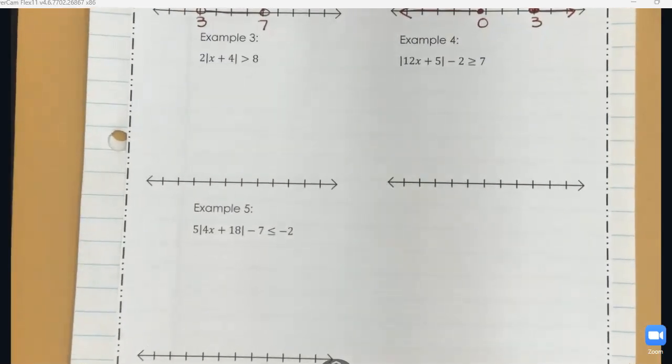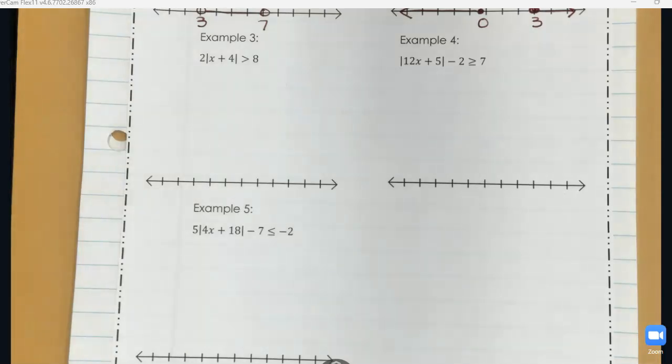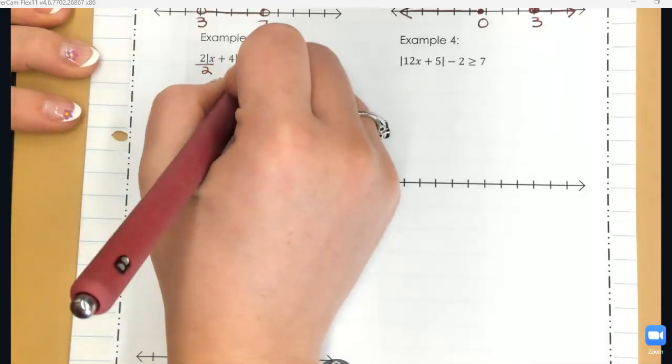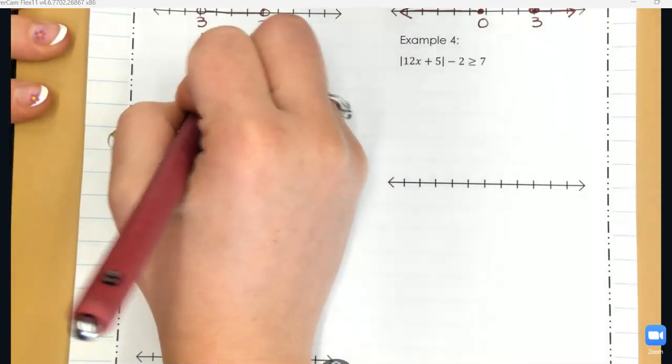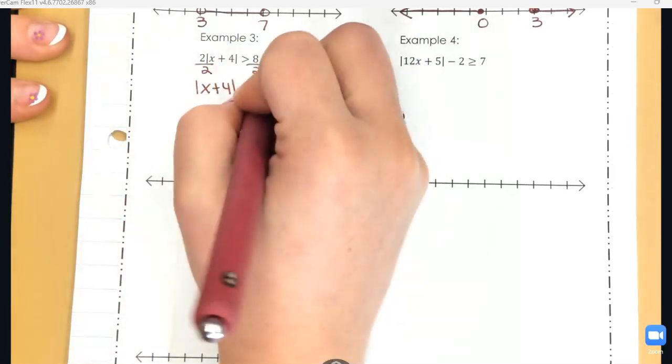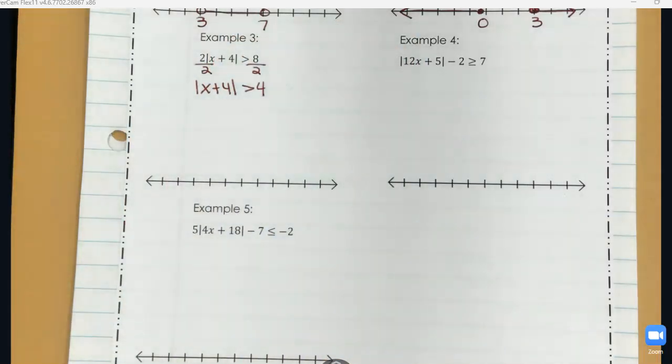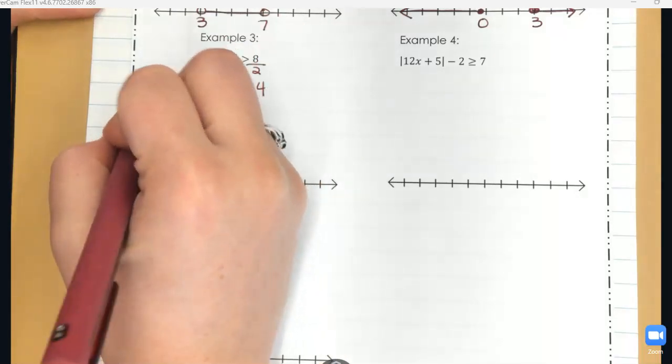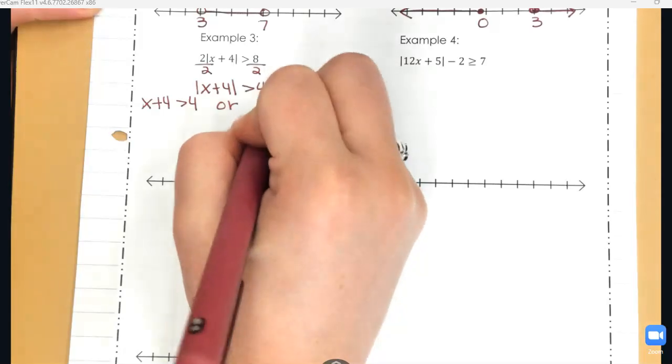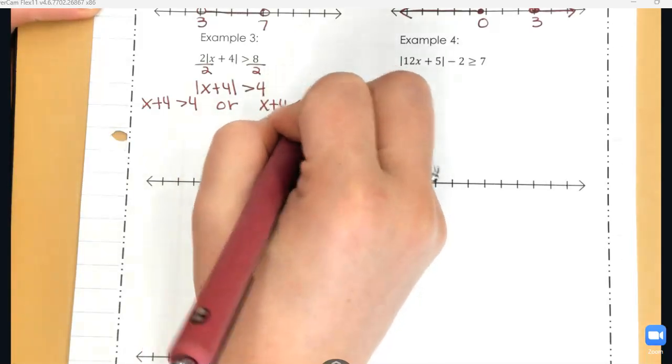Moving on to example 3, again, my absolute value is not by itself, so first I have to divide both sides by 2. So the absolute value of x plus 4 is going to be greater than 4. Again, greater than implies two intervals. I need x plus 4 to be greater than 4, or x plus 4 to be less than -4. These are both just one steps.